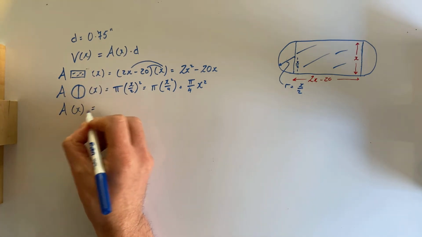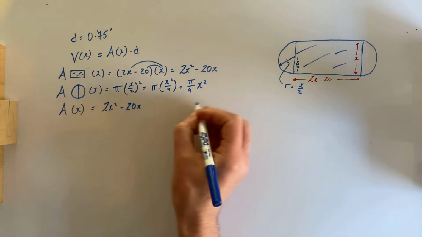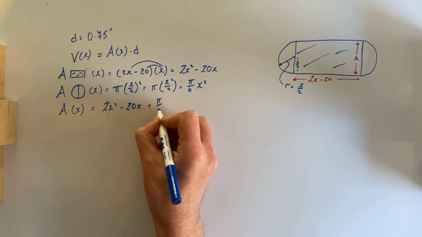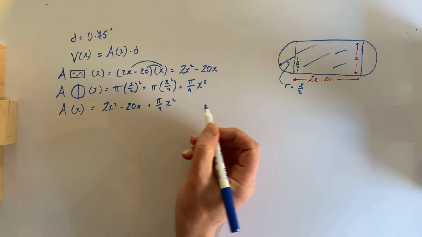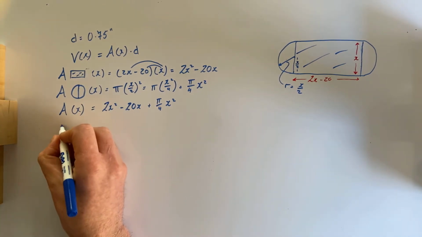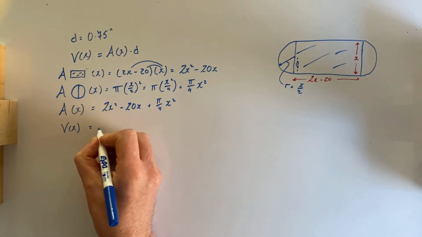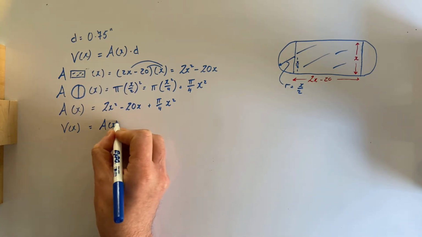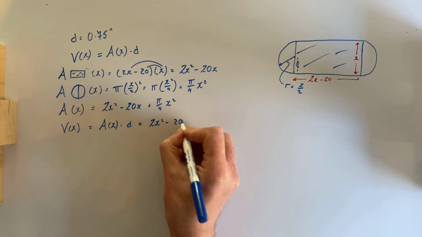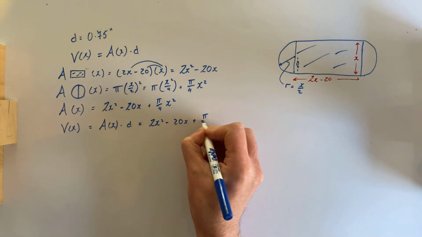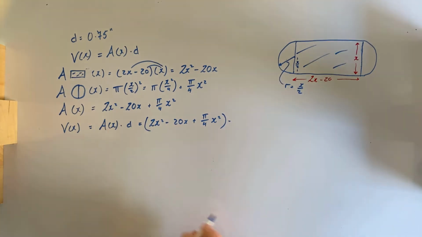It is the sum of these two, and so it is 2x squared minus 20x plus pi over 4 x squared. That's my total area, and so I'm almost there. To work out the volume then, V of x, I just need to multiply A of x times d. So that is 2x squared minus 20x plus pi over 4 x squared, in parentheses, and I'm going to multiply this times d.